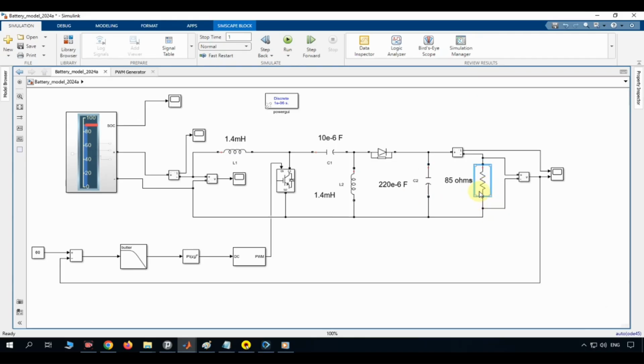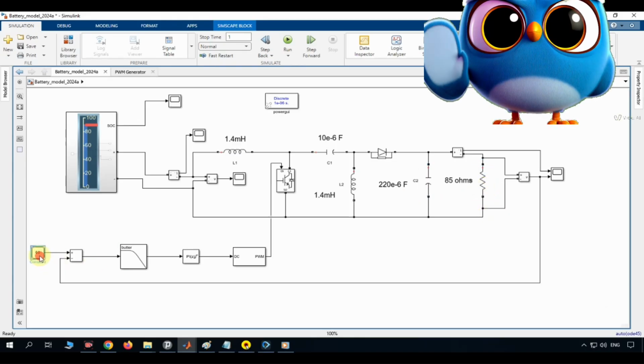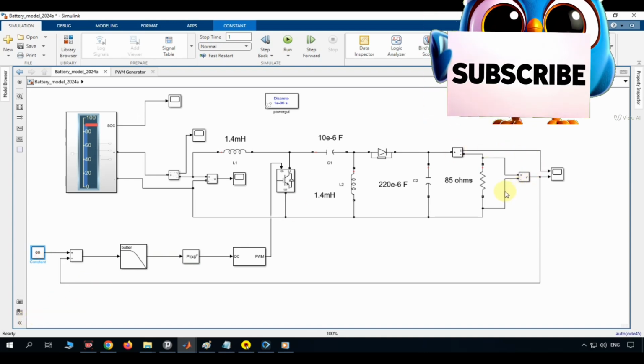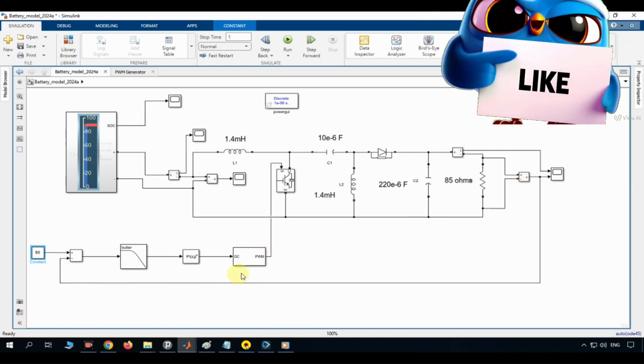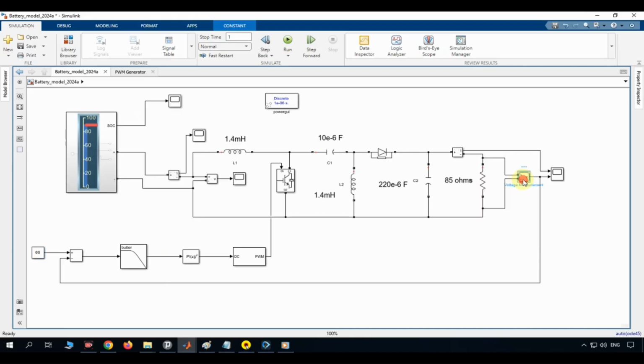To automatically maintain our 60-volt target, we need a feedback control system, which is located at the bottom of the screen. Here is how it works. First, a voltage sensor measures the actual output voltage across the load. This measured value is fed back and subtracted from our reference value of 60 using a summing junction. Notice the butter block. This is a second-order Butterworth low-pass analog filter. Why do we need it? The SEPIC converter operates at a high switching frequency, which introduces high-frequency noise into the voltage reading. This filter removes that noise to give the controller a clean signal.